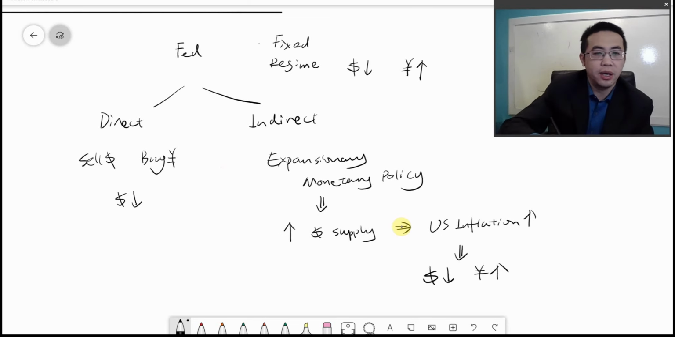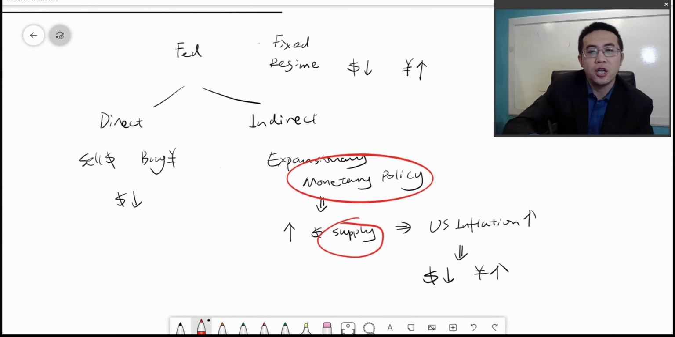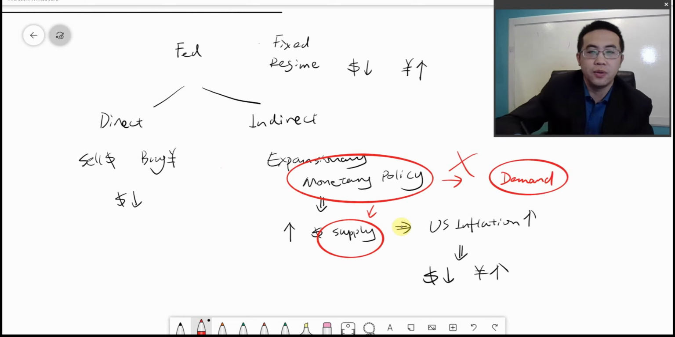So I have talked about the monetary policy here. You should know that it's only related with the supply, and it has nothing to do with the demand of US dollars. The monetary policy is about printing money, and that is the supply of a dollar. They can decide whether to print more money or print less money, but it still is about supplying the money.